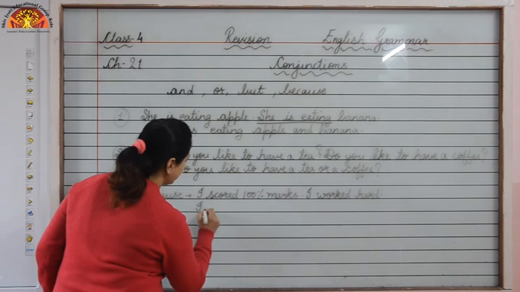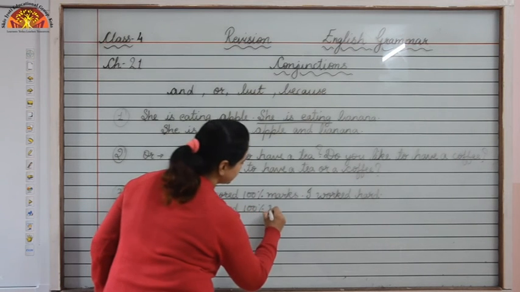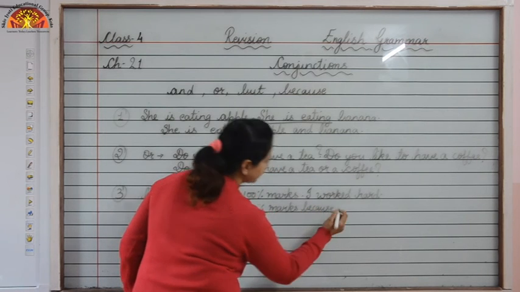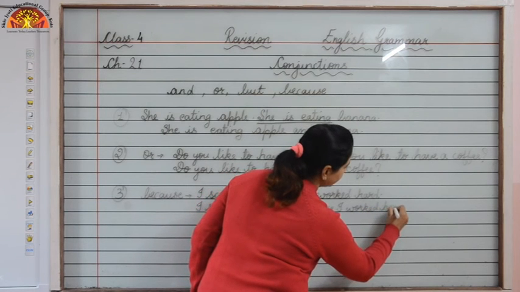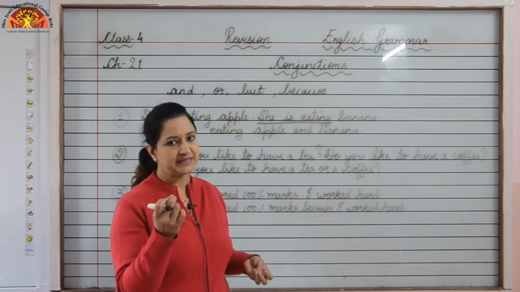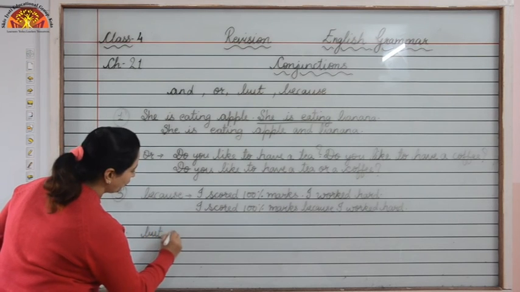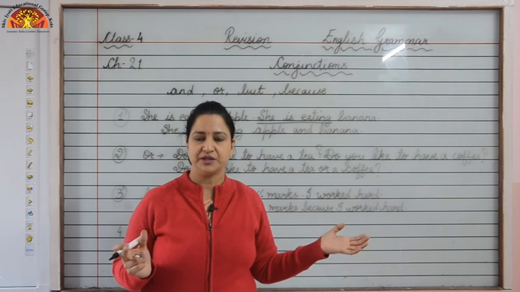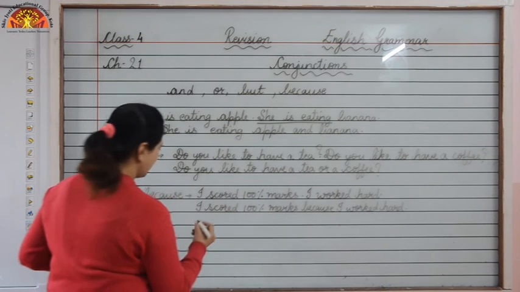So it will be like, I scored 100% marks because I worked hard. Now, where to use but? One last example I am giving you. But, when two sentences are there and both the sentences are opposite to each other, then to connect these two sentences, we use but.